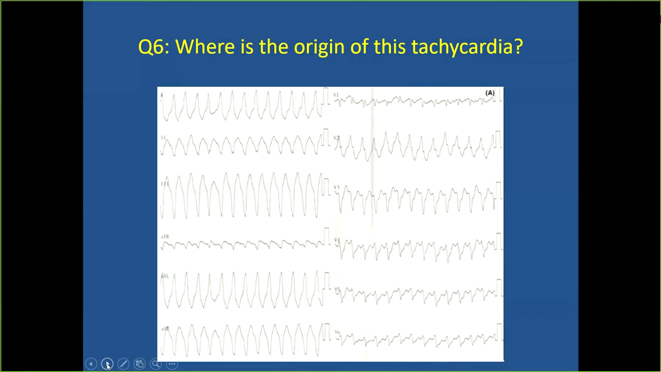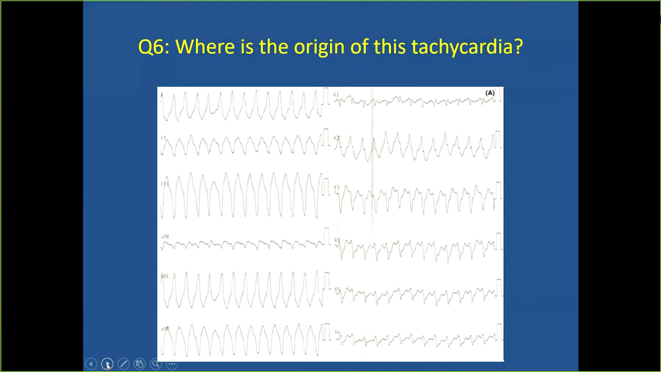Let us see. There is definitely AV dissociation. If you see this complex, if you scan the ST segment between the RR, you can see the variation. It is not constant, right? That means there is AV dissociation. If you scan here, there is something here, and so there is AV dissociation, right?